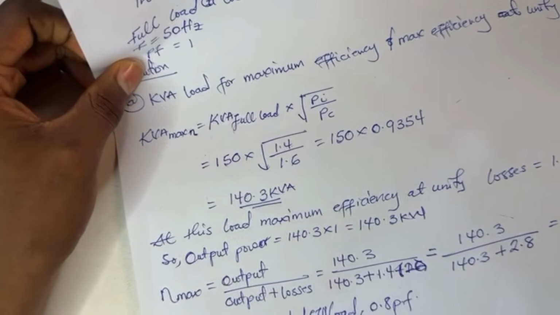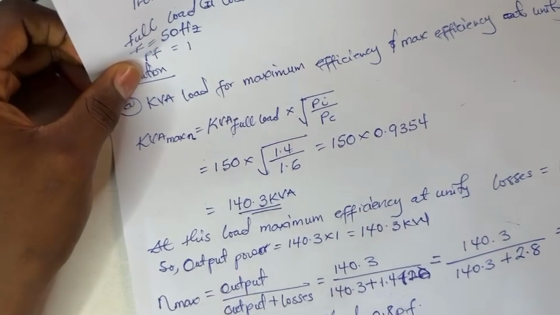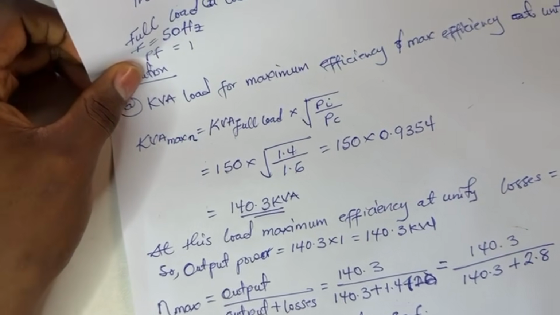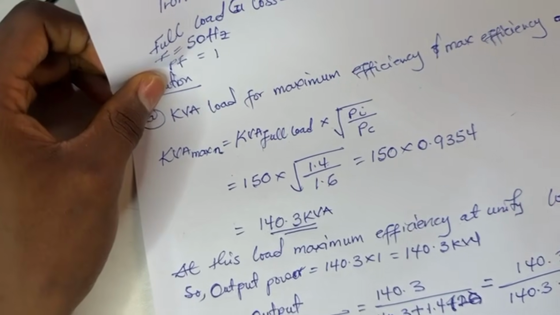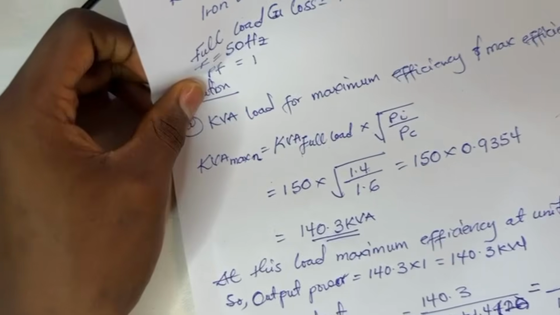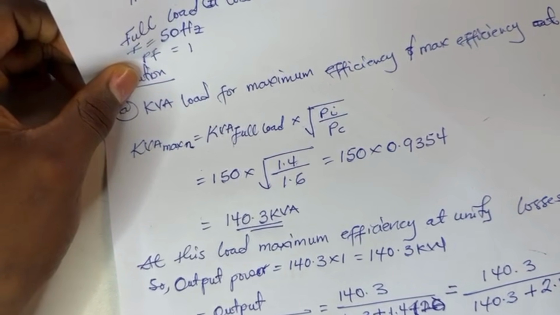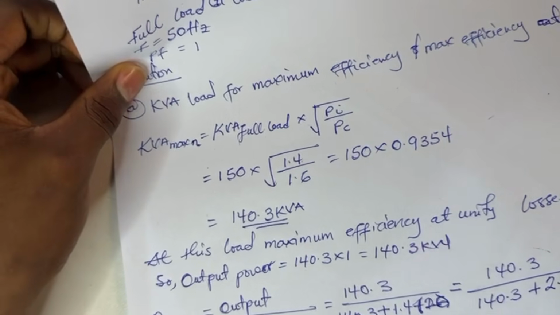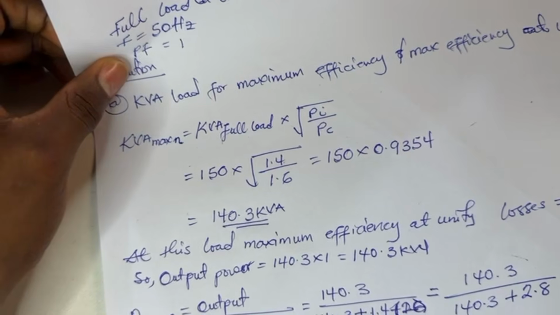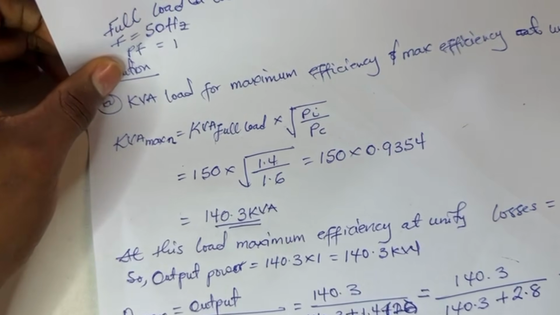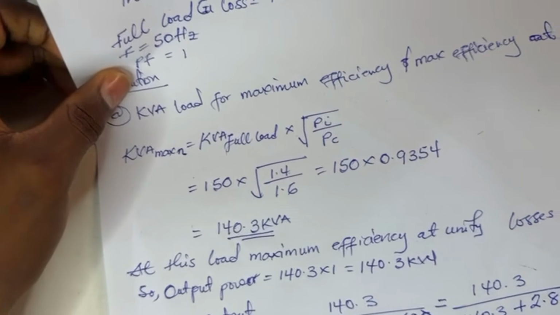So now let's find the total losses. We know that the iron loss is a constant loss. So now we have to find the total of the losses in the system. That's what we have here, the 0.4, the copper loss at half load, plus the constant loss, which is the iron loss. That will give you 1.8.